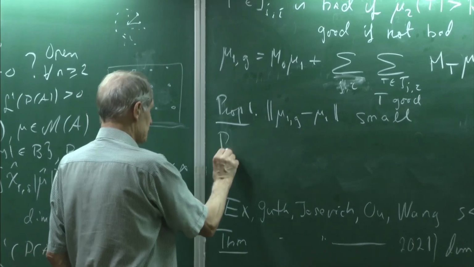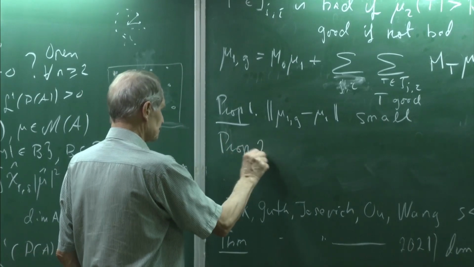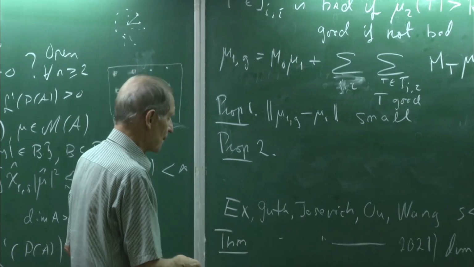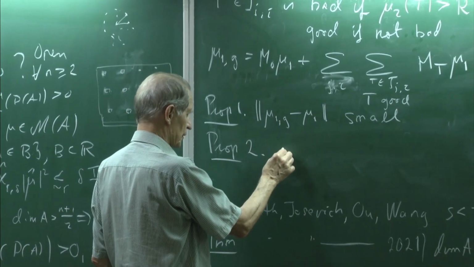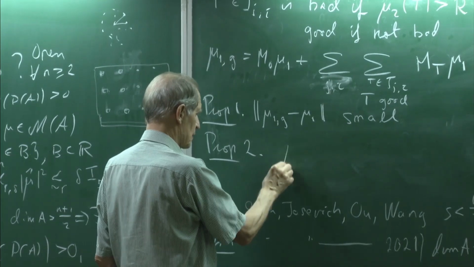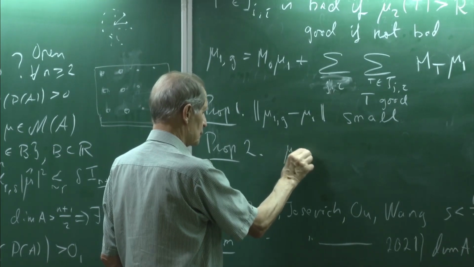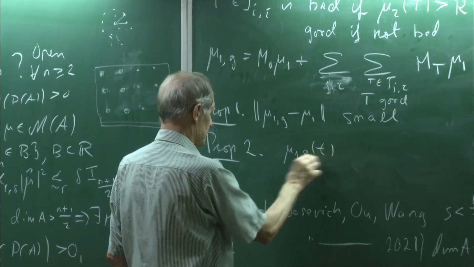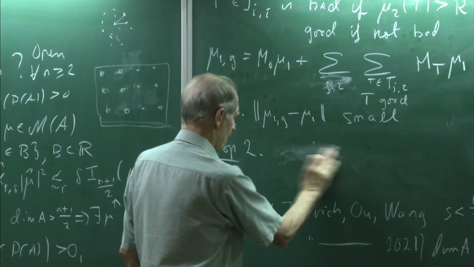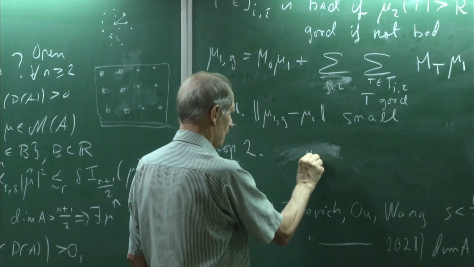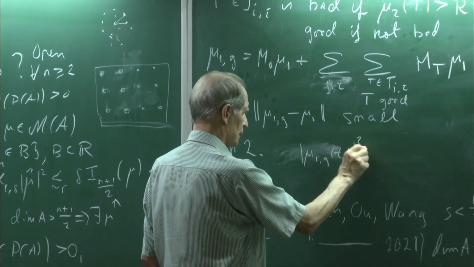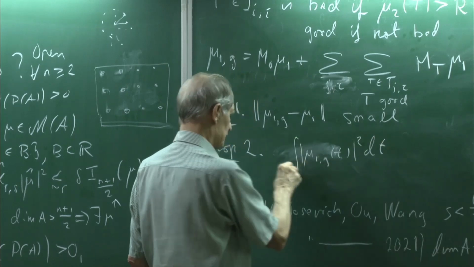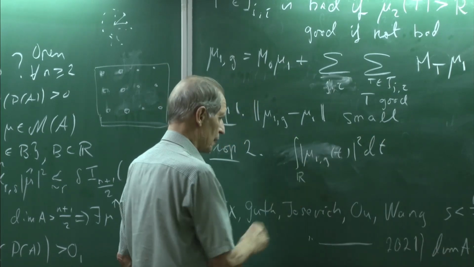The second proposition says that mu1 good is in L2 in the way that the integral of mu1 good of t, absolute value squared, so I take the L2 norm over R.